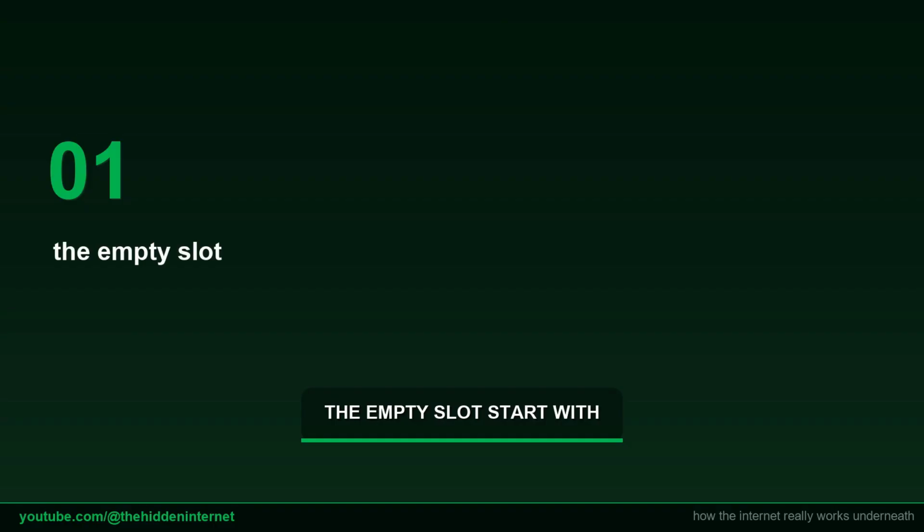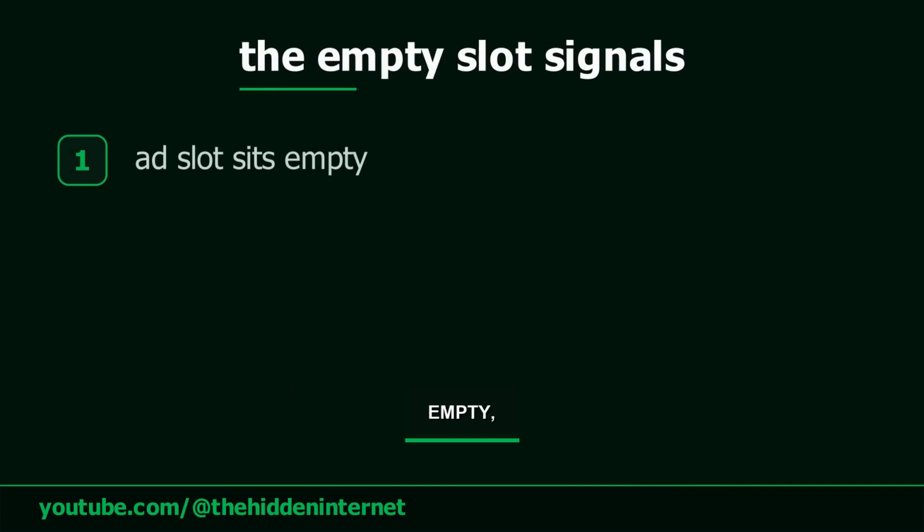The empty slot. Start with the rectangle itself. The publisher, the site you came to visit, sets aside some of its space for advertising, because that advertising usually pays for the article or the video or the tool you came for. But the publisher does not decide in advance what ad goes there. The slot is left deliberately empty, a placeholder that says only something will be sold here in a moment.